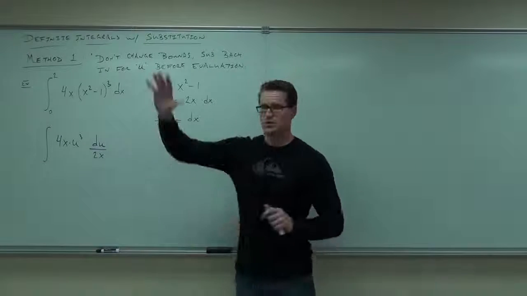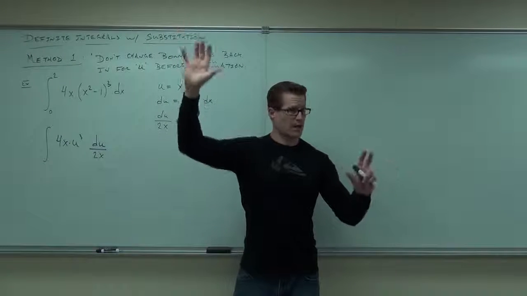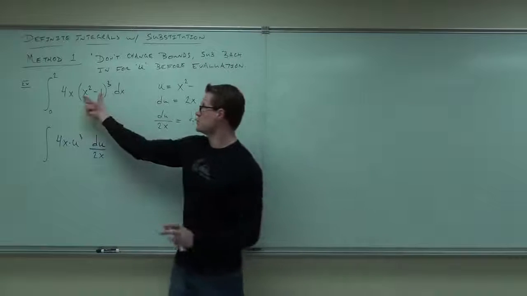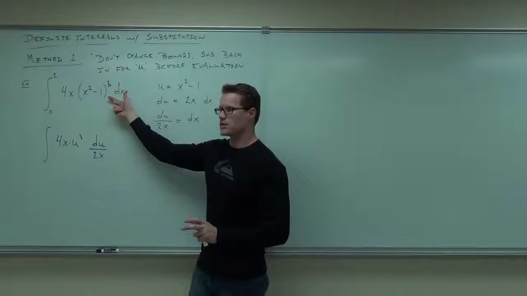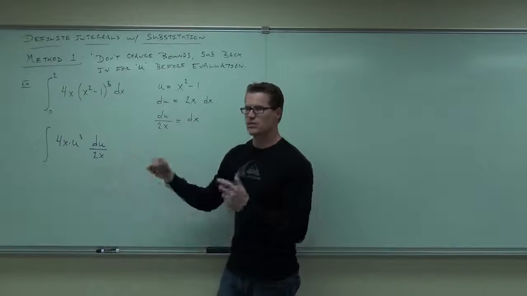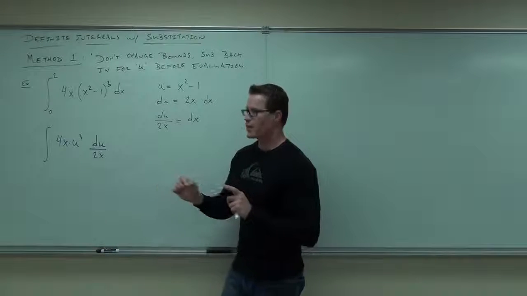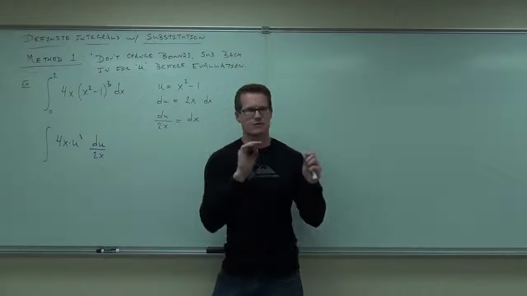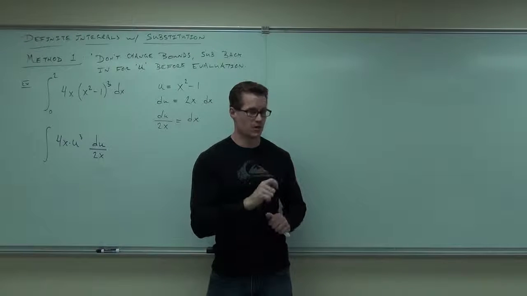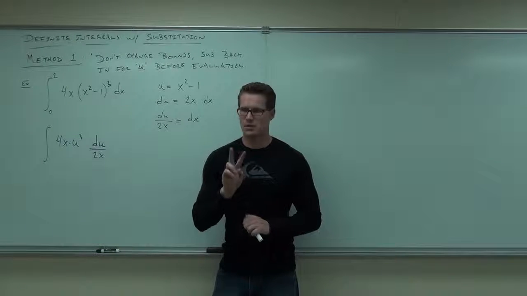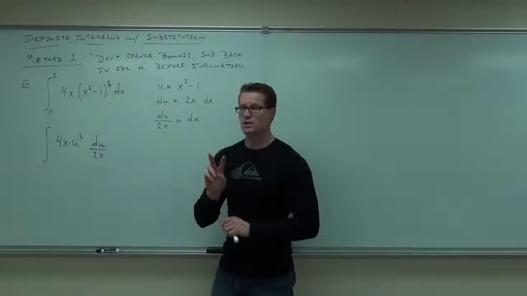Firstly, how many people feel okay with our substitution? 4x is still there for right now. The u cubed comes from u cubed, and it's not dx anymore, it's du over 2x. And then we start simplifying things. And then Michael said something interesting, from 0 to 2. Yes and kind of no. We're going to put it there, but I want to show you why method 2 can do something different for you.